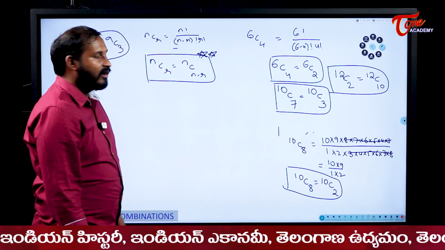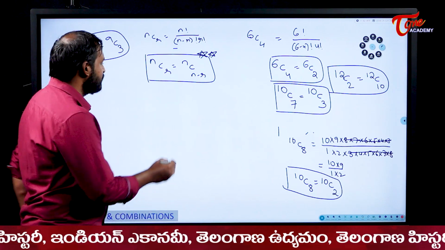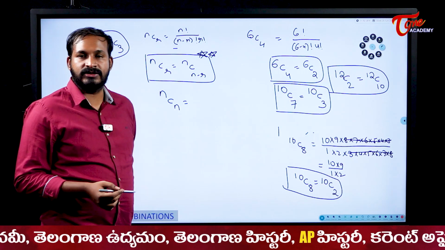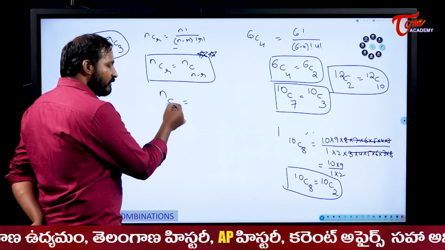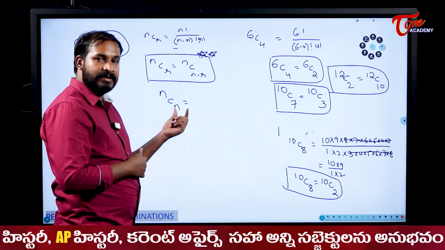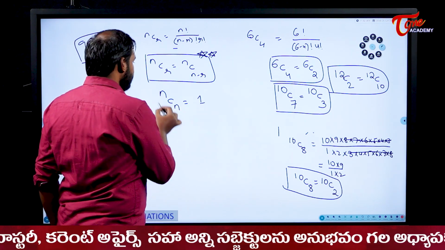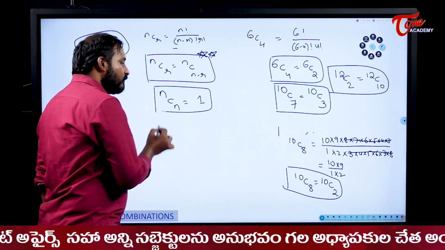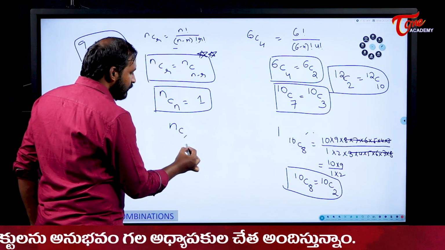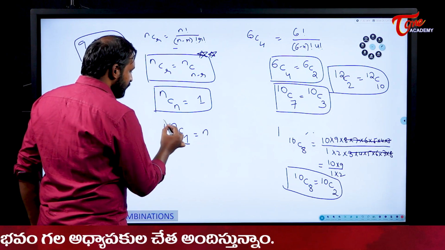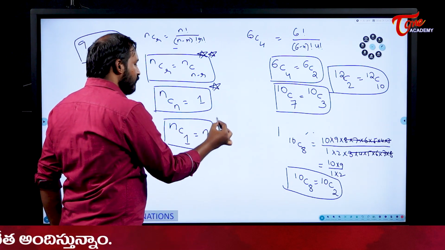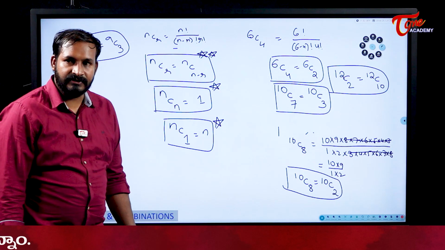And next, along with this, we need to know few things also. What is nCn? nCn will be equal to what, students? Solve it in general manner. What you will get? nCn will be equal to 1. Okay. Next, nC1 will be equal to n. So, these are the things which we use very commonly.